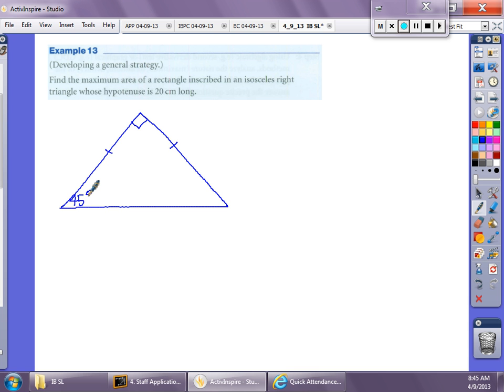All right, so I want to inscribe a rectangle. I have no idea how big the rectangle is. I'm hoping the picture is not exactly on the same page. If it is, just cover it. All right, so there's my rectangle. We don't know how big the rectangle is. So what should I label the bottom of the rectangle? X. All right, sure. And we'll call that Y. All right. So find the maximum area of the rectangle inscribed in an isosceles right triangle.